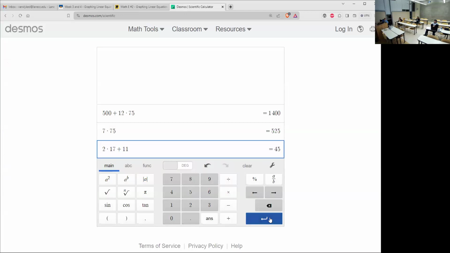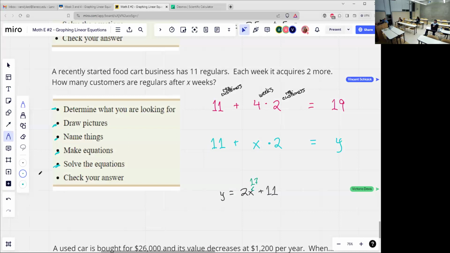And get some answer, right? It could ask us to use the equation as well as just make the equation. And check your answer. Plug it in and see if it works. Or just do it with the calculator, yeah.